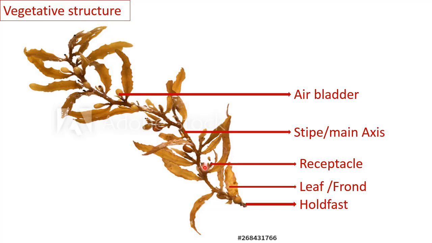These are the branched, flattened structures. The receptacles bear many fertile flask-shaped structures called conceptacles. The conceptacles bear sex organs.